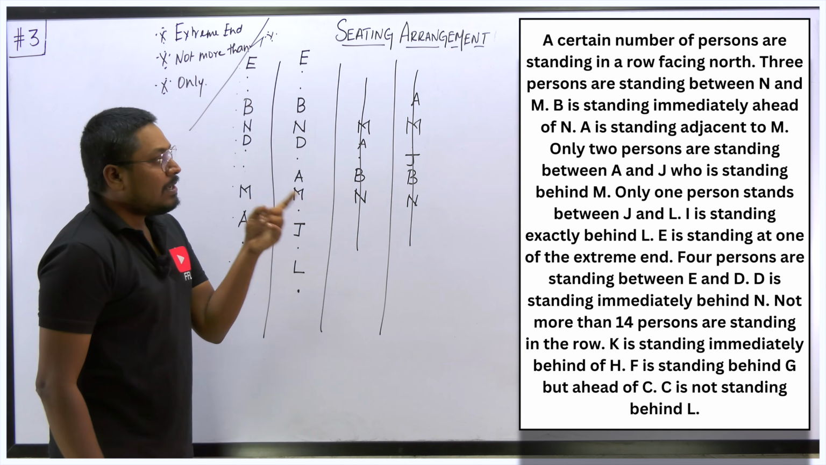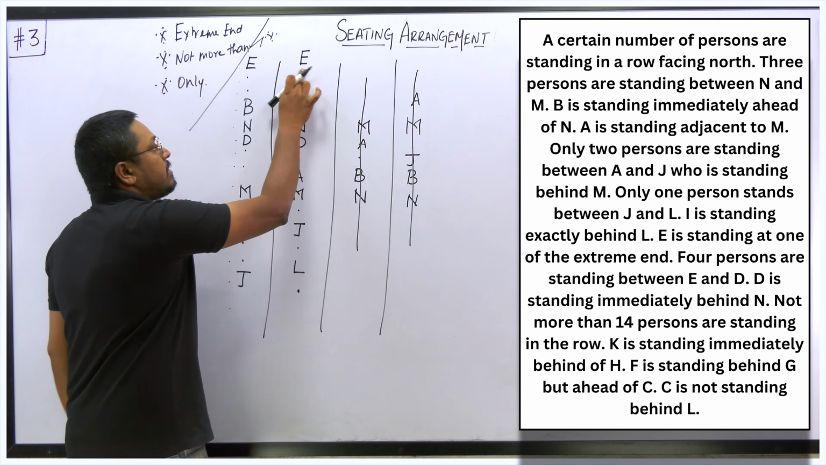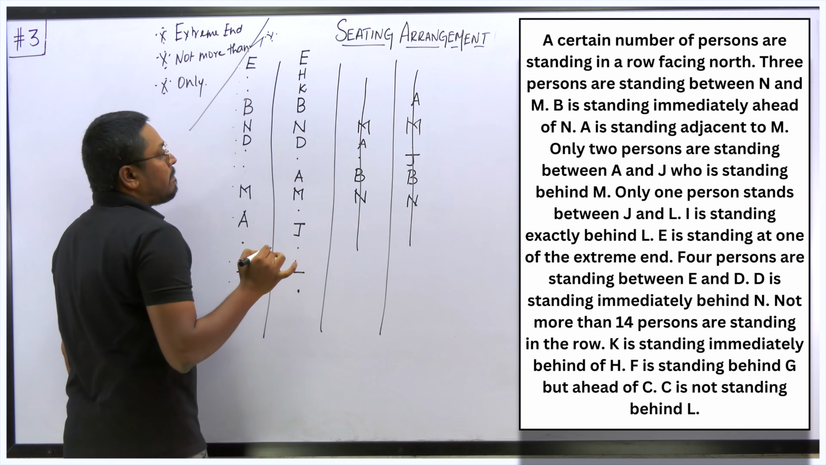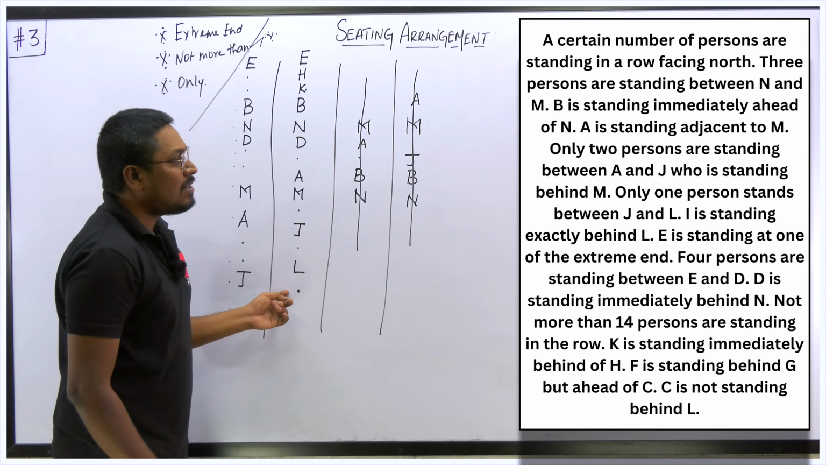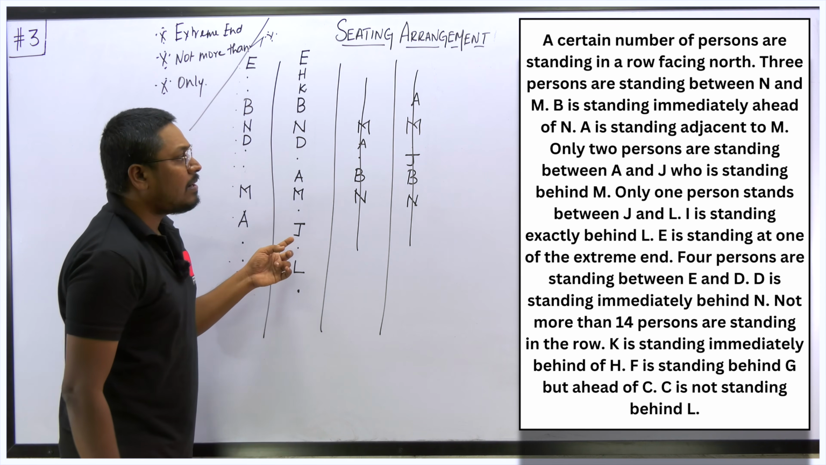And we know that K is standing immediately behind H. H backside should be K. So H backside is K. So now 1, 2, 3, 4 places remaining. And we know one point that only one person is standing between J and I, right?